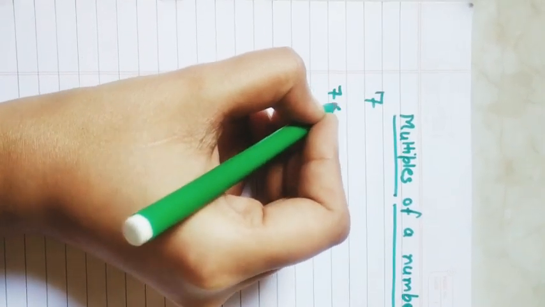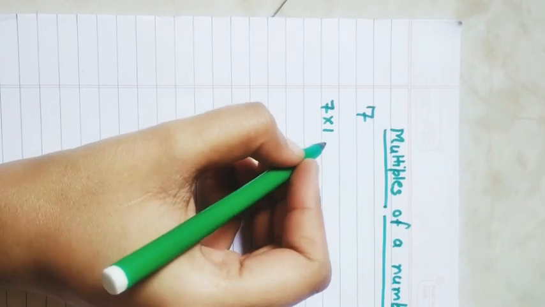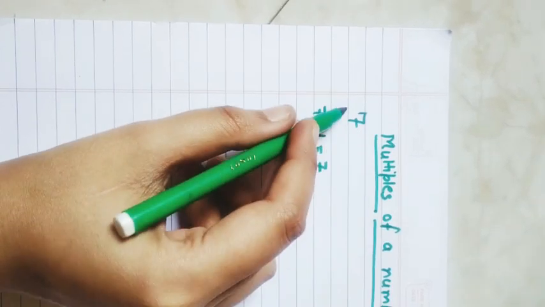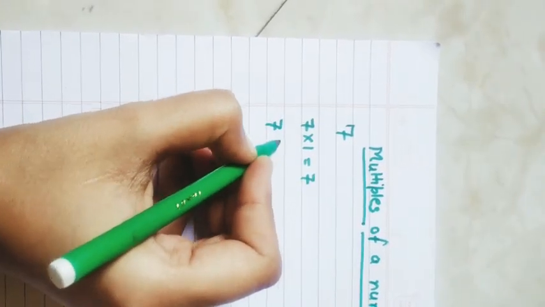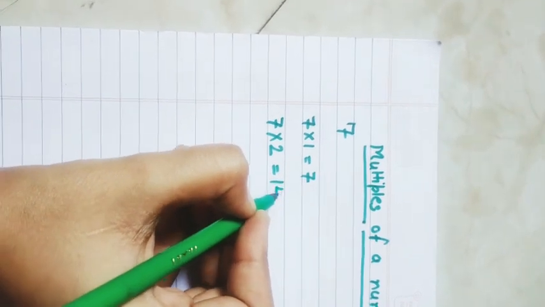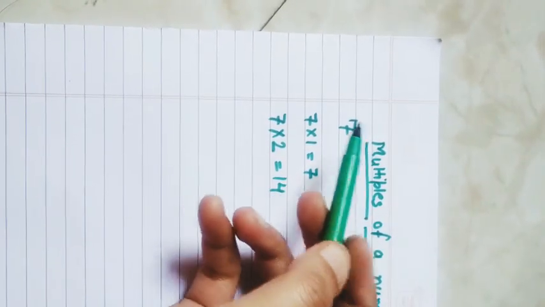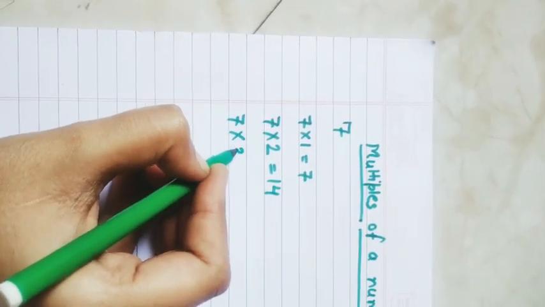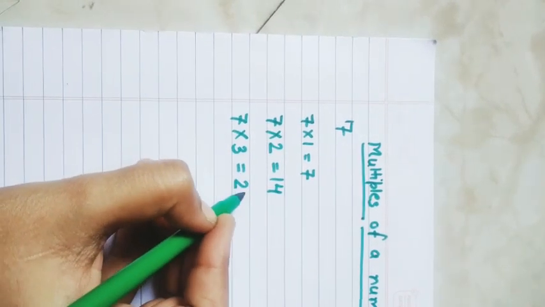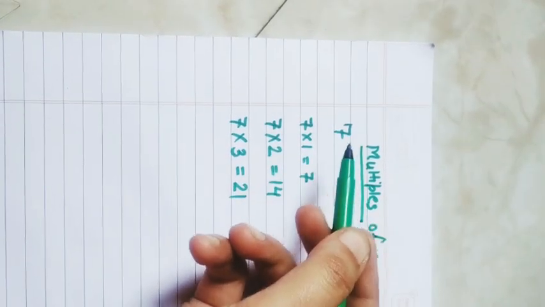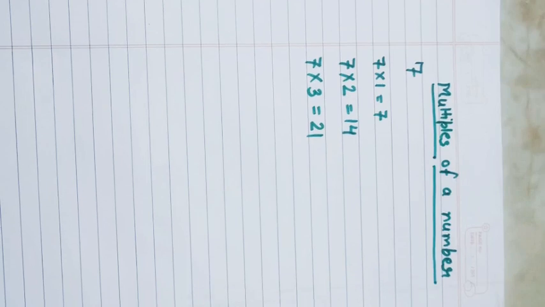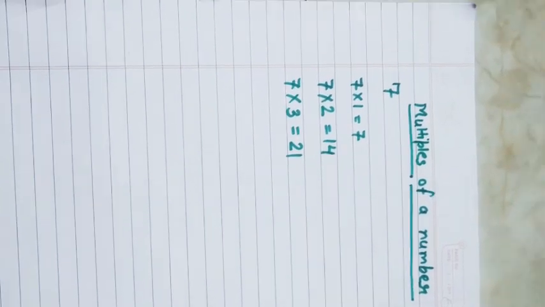If we multiply 7 with 1, then this 7 is a multiple of 7. If we multiply 7 by 2, then we will get 14. Then this 14 is a multiple of 7. If we multiply 7 by 3, then we will get 21. Then this 21 is another multiple of 7. So if a number is multiplied with 7, then we get 7's multiples.